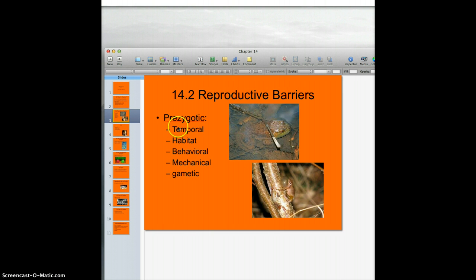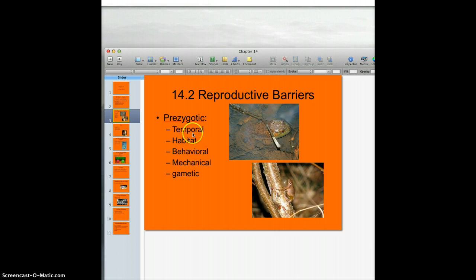Alright, so what keeps species separate? You have to have some barriers to reproduction in order to keep species separate. They're called reproductive barriers. And there are ones called prezygotic, which means before there is even a fertilized egg. A zygote's a fertilized egg. This happens before. There are some ways to keep species separate.